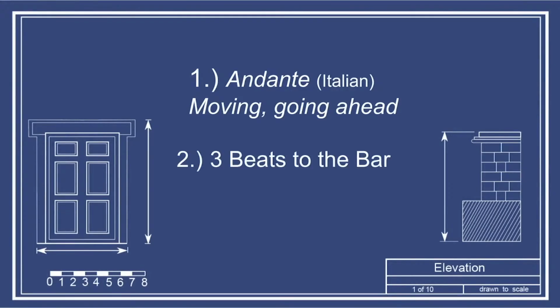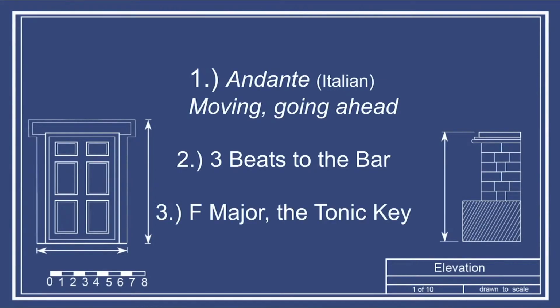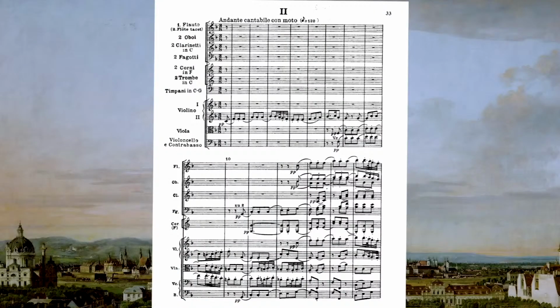It's in a moderate triple meter with three beats to the measure, and it's in the key of F major, which is now the tonic, the main key of this movement. And you'll hear the first theme start unaccompanied in the second violins, and then you'll hear the violas and celli enter like so.